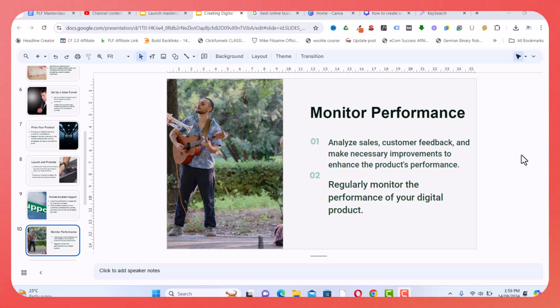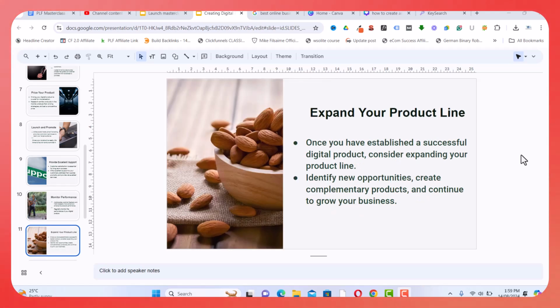Then you need to listen to the feedback of your customers, what they are saying about the product, and where there is need for improvement. Regularly monitoring the performance of your digital product is very important and essential to make sure that you provide good improvement. Then expand your product line. Once you have established a successful digital product, consider expanding your product line. Identify new opportunities, create complementary products, and make sure you continue to grow your business online.